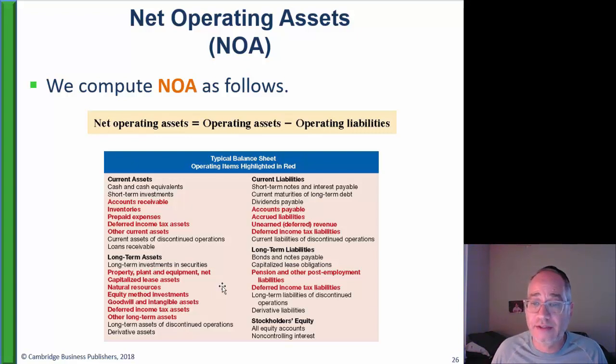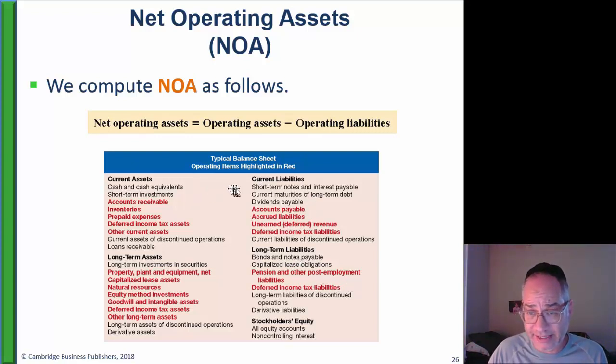Similarly for liabilities: accounts payable, accrued liabilities, unearned revenues, deferred income tax liabilities. In fact, deferred income taxes can really be both, but what we do is keep deferred as operating, even though a portion of it could be financing. Pension is operating, and again, all deferred tax items are going to be operating, not non-operating, and that's an important thing to pay attention to. Financing is going to be everything else.